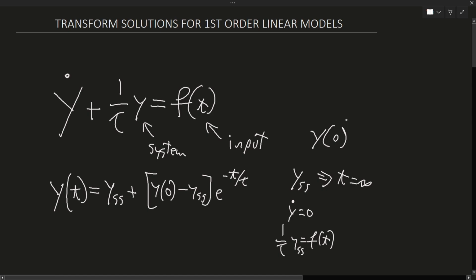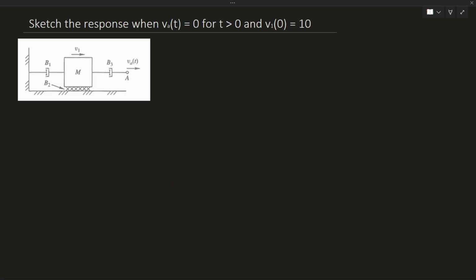For this chapter, you might also want to use Laplace transforms. So let's do an example just to practice. This question gives us a mechanical system, so it's pretty easy. It's asking you to sketch the response, y of t, when the input VA is 0 and the initial velocity is 10.